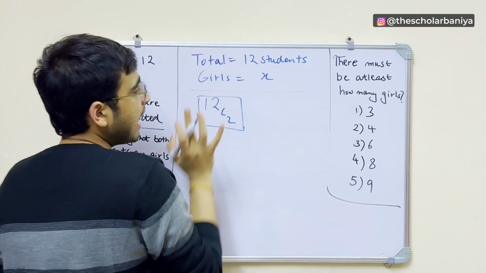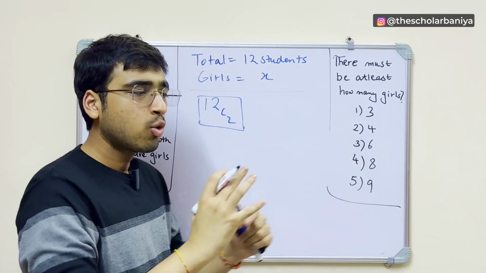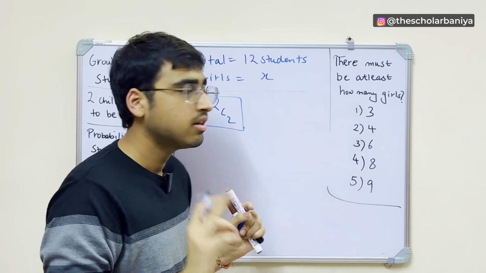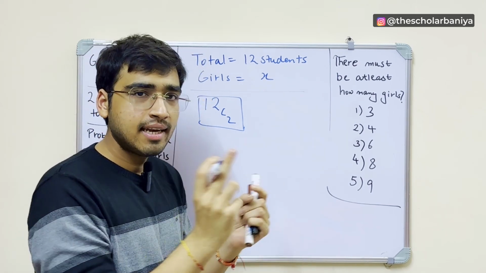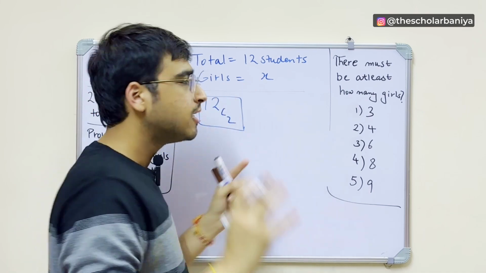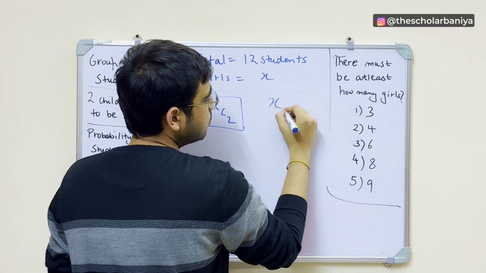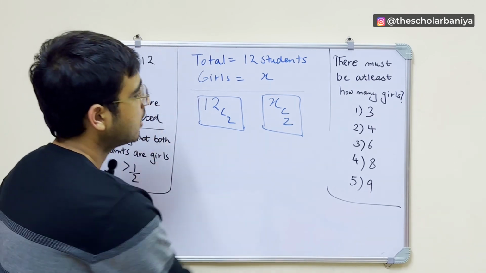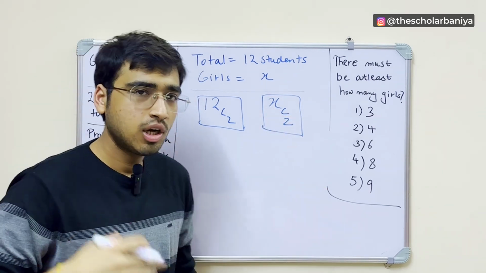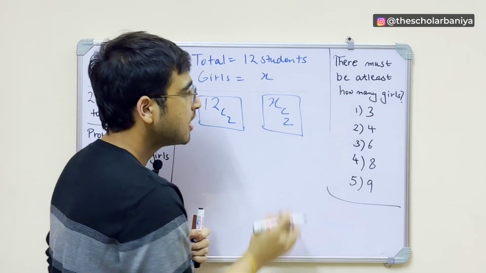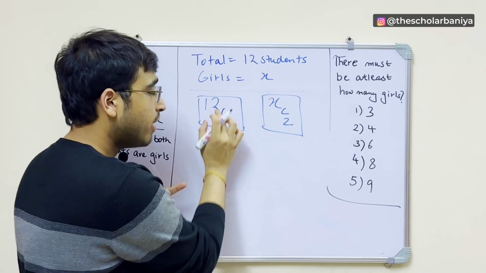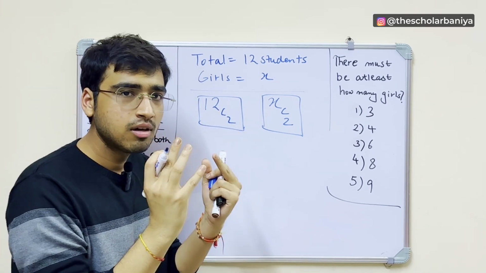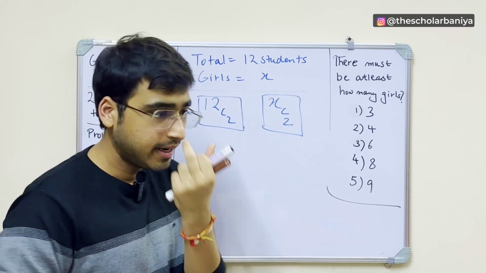Okay. And there are a total of X girls, and we have to select two girls. So how do we select two girls out of all the girls? That will be XC2. I hope this also makes pretty good sense. X is the total number of girls, and we have to select two girls, so XC2. 12 are the total students, girls plus boys, and we have to select two people out of it. So that is 12C2, right?